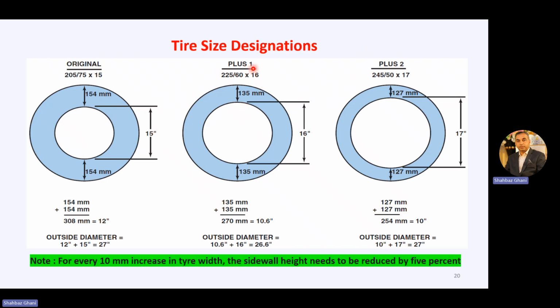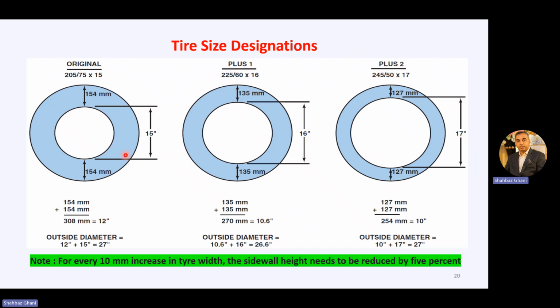It means plus 1. So it is basically the internal dia of the wheel or the rim dia of the wheel. So this is 16. If we say it's plus 2, then it means the original was 15 and plus 2 means now it is 17.